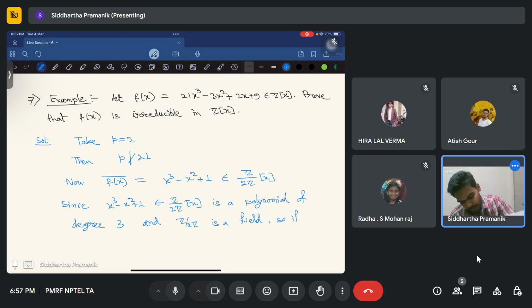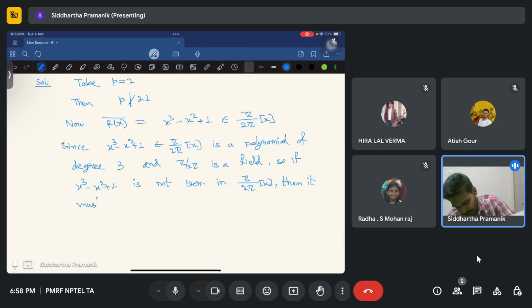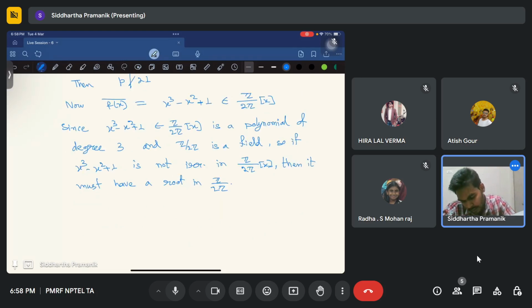So if x cube minus x square plus 1 is not irreducible in Z mod 2Z of x, then it must have a root in Z mod 2Z. Okay, but is there any root of this polynomial in Z mod 2Z?